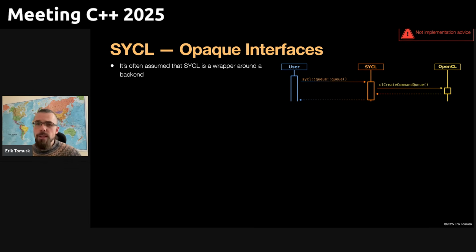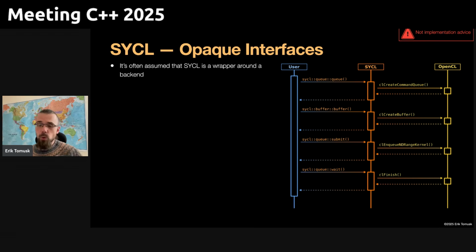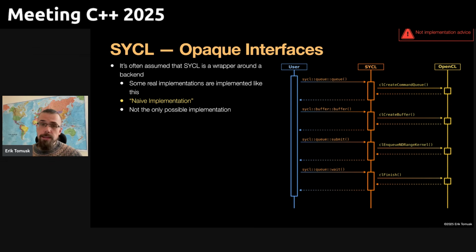So we can imagine the user of SYCL creating a SYCL queue, and then the SYCL runtime goes and creates an OpenCL queue. Then the user creates a SYCL buffer, so the SYCL runtime creates an OpenCL buffer. Then the user enqueues a kernel, so that's what the SYCL runtime does with the backend as well. And then the user waits for the result, so the SYCL runtime waits for the backend to finish. There are some real implementations that are basically doing this. I would call this the naive implementation because it's the simplest one. And this isn't the only possible implementation of SYCL semantics.